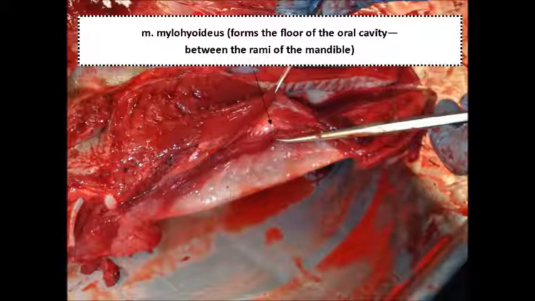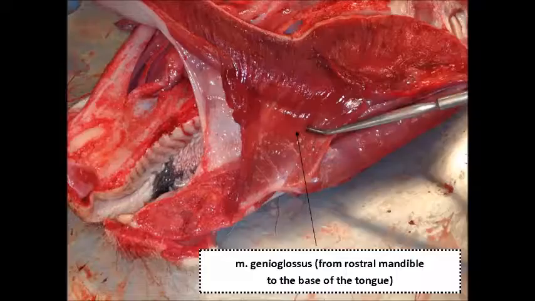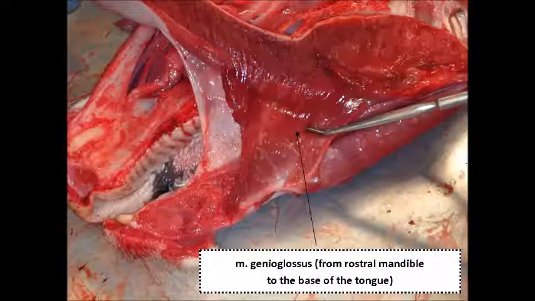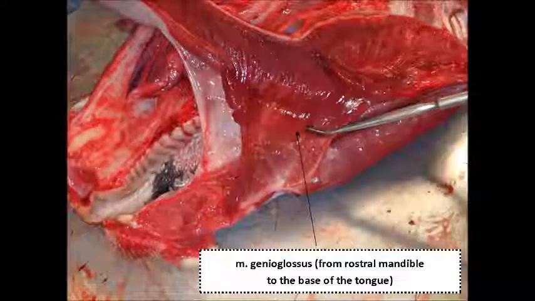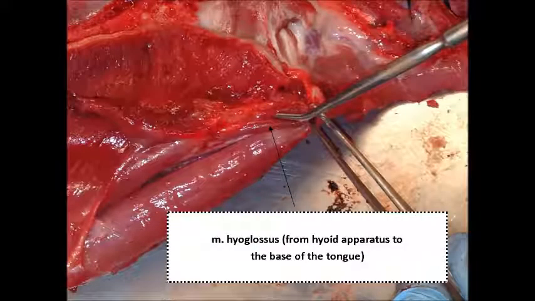The other muscles of the head are the mylohyoideus muscle, which originates in the floor of the oral cavity and inserts in the rami of the mandible. This lifts the floor of the mouth and hence the tongue. The genioglossus muscle originates in the rostral mandible and inserts in the base of the tongue. The hyoglossus muscle originates in the hyoid apparatus and inserts in the base of the tongue. This pulls the tongue in for swallowing.